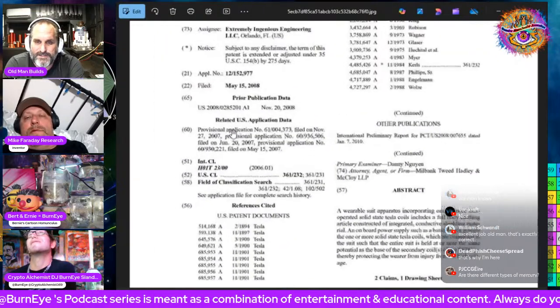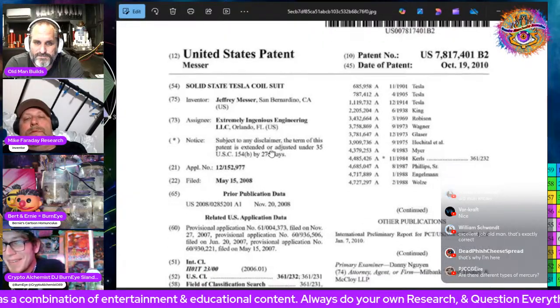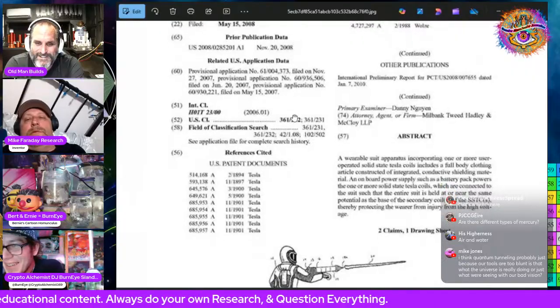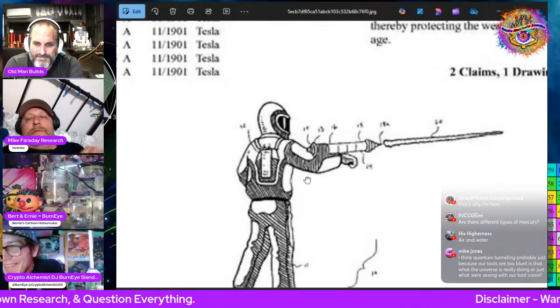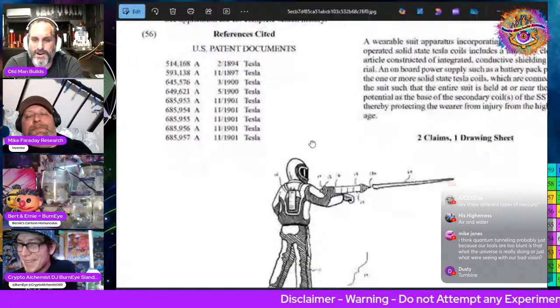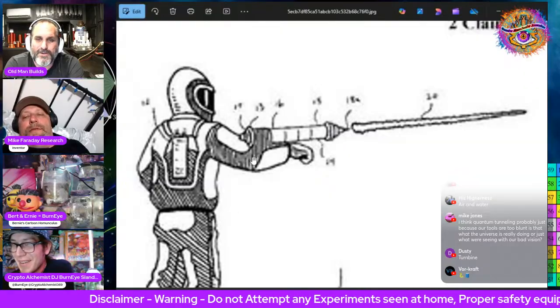Oh, yes. Nathan, solid state Tesla coil suit. Here's the one. Got to pull this up. We need Nathan in this. Look at that. Pew, pew. That's 100% possible, by the way. Okay, hold on. Look at the end of it, right? We got the cone.